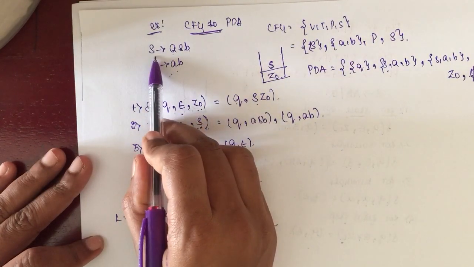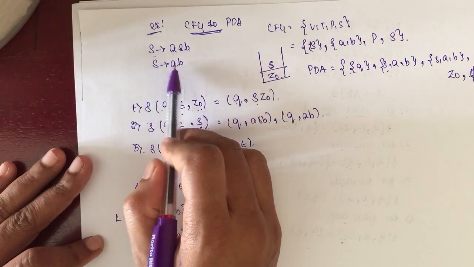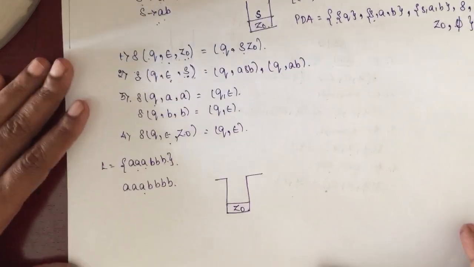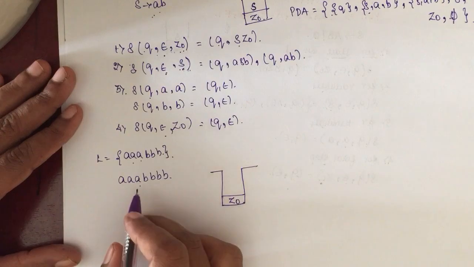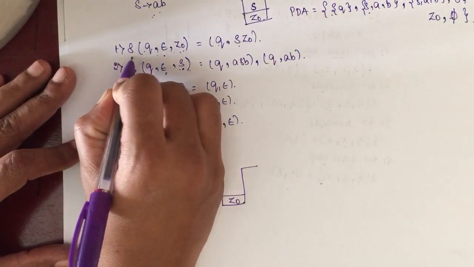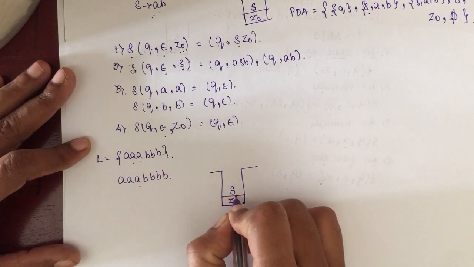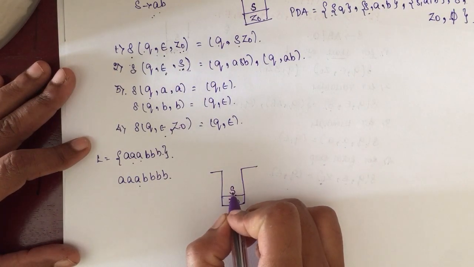Since my start symbol S gives ASB or AB, I just want to insert the start symbol only inside the stack, because I am supposed to start with only the start symbol, right? So with the help of the first transition function, I am just going to push my start symbol S inside the stack, right? Now my stack top element is S.